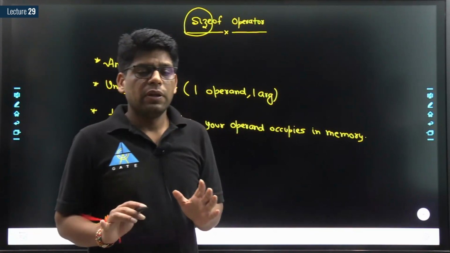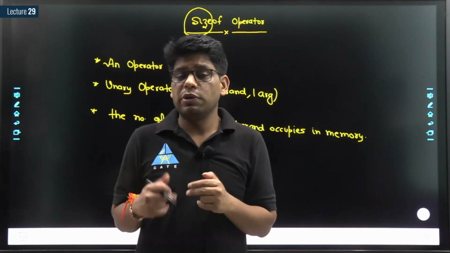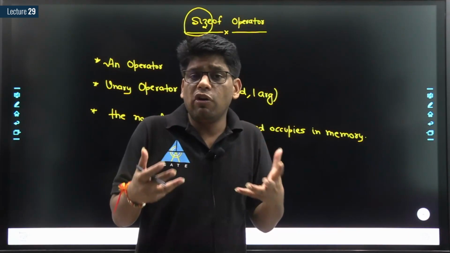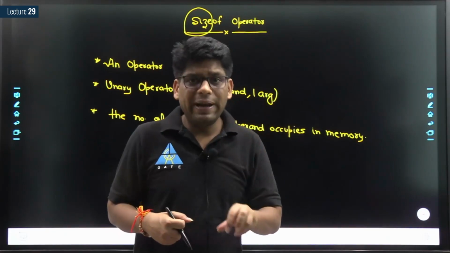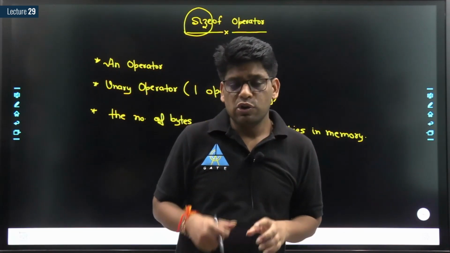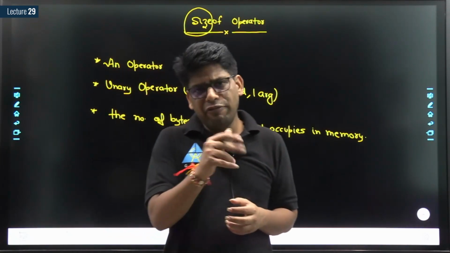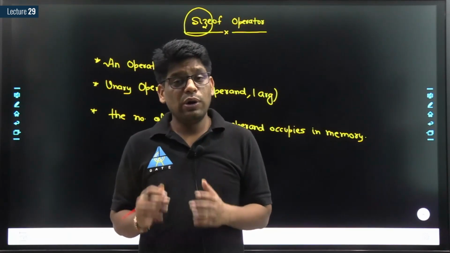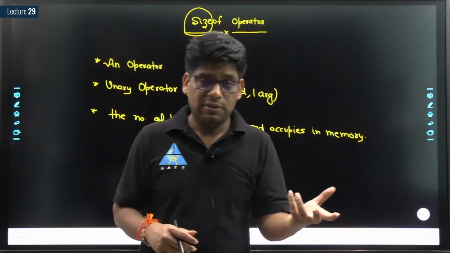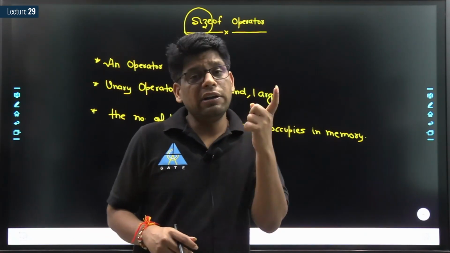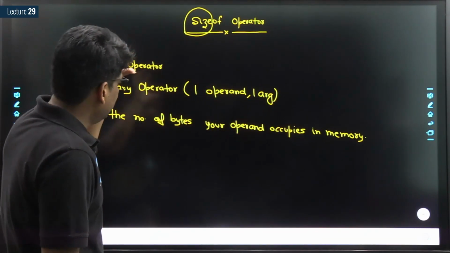So always remember, the return value is an integer. Why? Because it is returning how many bytes the input or the operand is taking inside memory. So can't it be possible that it is half a byte? No, sir. It will return only an integer. Why? Because it is returning the number of bytes. That means it will return a number, an integer. So please keep these things clear.